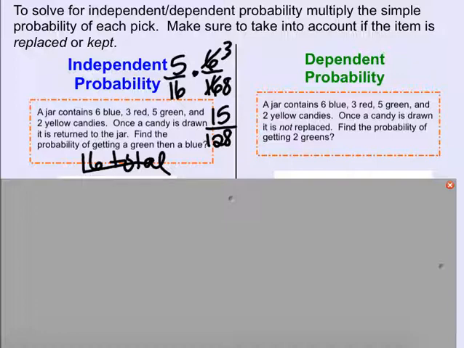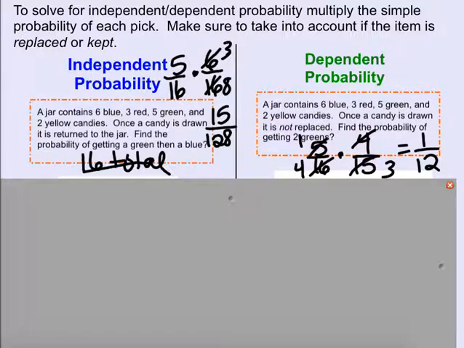Whereas if we were to pick a candy and eat it, and then pick another candy, well, we would say the probability of getting 2 greens would be, well, the first green I have 5 out of 16. But once I eat it, I only have 15 candies left, and there are only 4 of them that are green now. So I can simplify here a couple times: 4 and 16, 5 and 15, and so I get a 1/12 chance of getting a green and then another green without replacement.